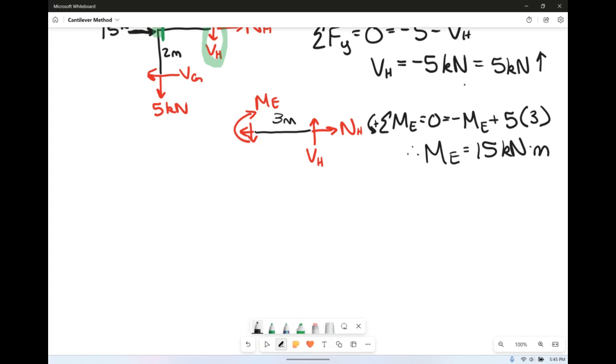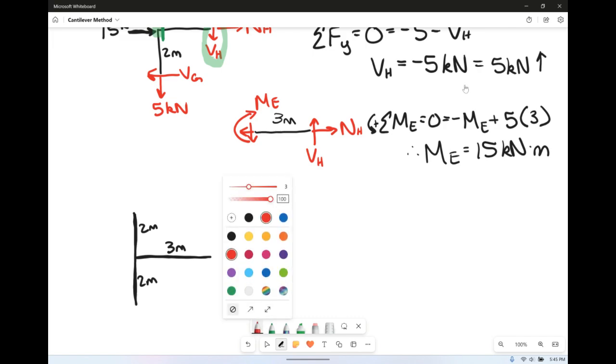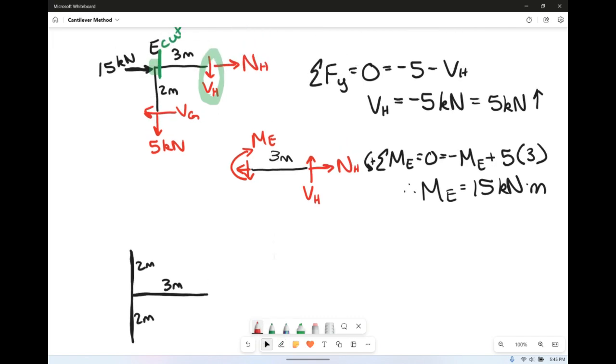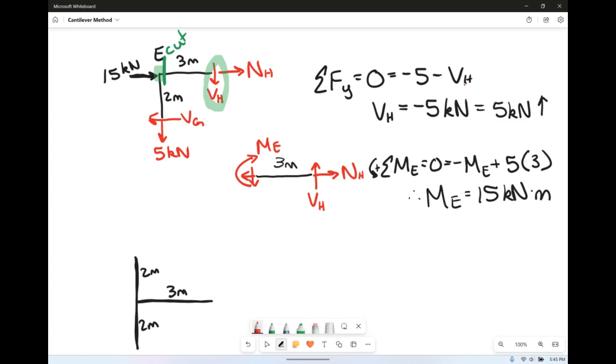We're going to make cuts at areas where we know zero moment. And that's halfway up the columns and halfway over. So again, this would be 3 meters, and we have 2 meters and another 2 meters. What we did know is normal at G, and if normal at G is going to be 5 kilonewtons in tension, that makes it 5 kilonewtons in tension on the other side. Again, also shear at G.